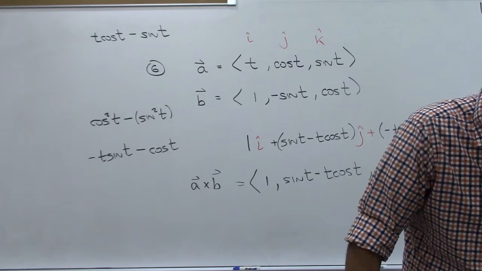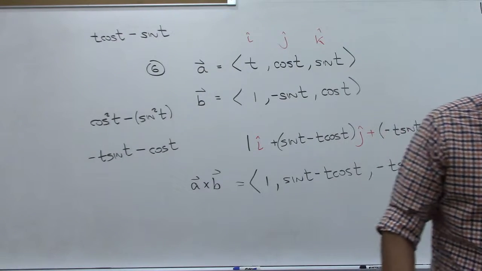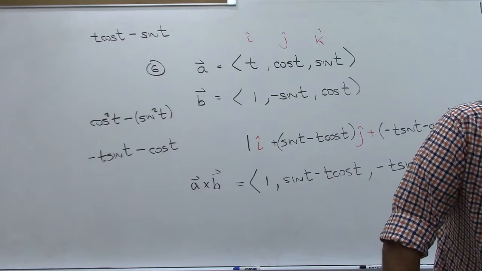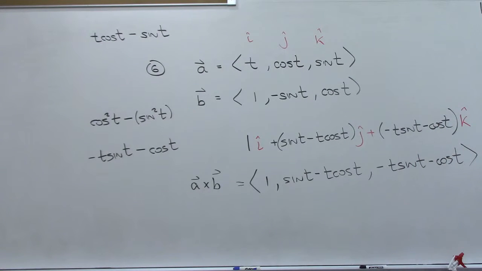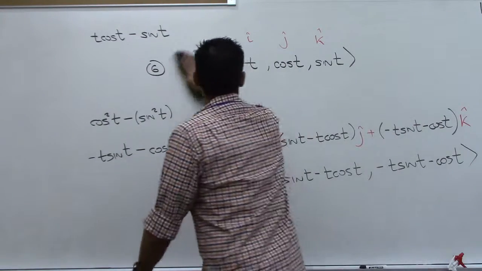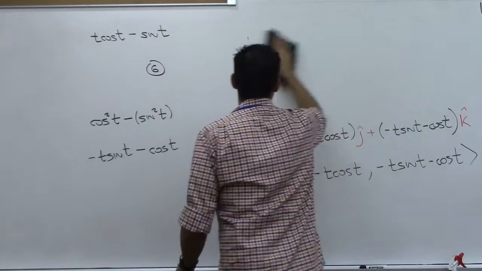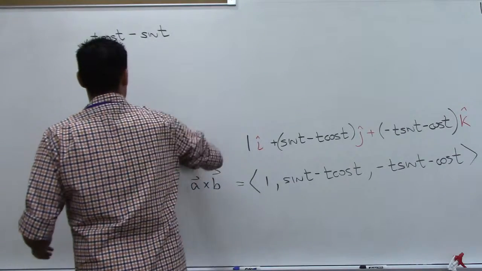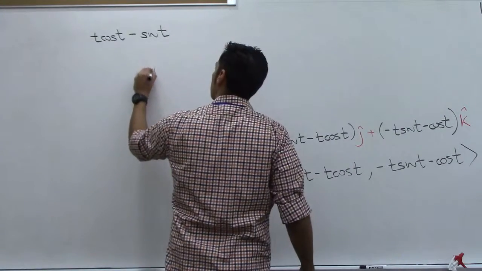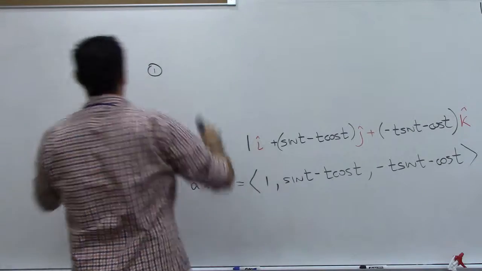Oh, you know what? I didn't notice in the instructions I'm supposed to verify that these are orthogonal to A and to B. I didn't do that in previous examples. So for this example, let me verify that this is orthogonal to A and B. Well, what I'll do is number 1 first, and then we'll come back to this one. On number 1, sorry about that, I should have read the instructions.